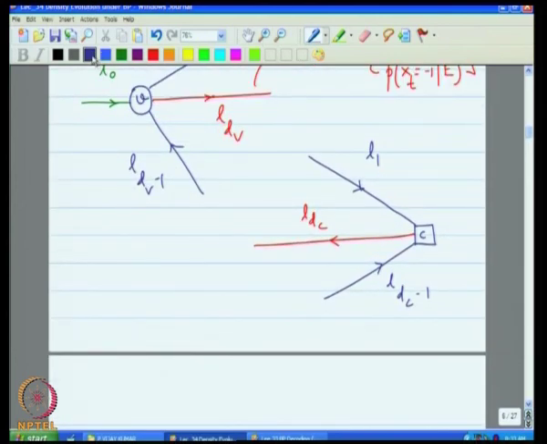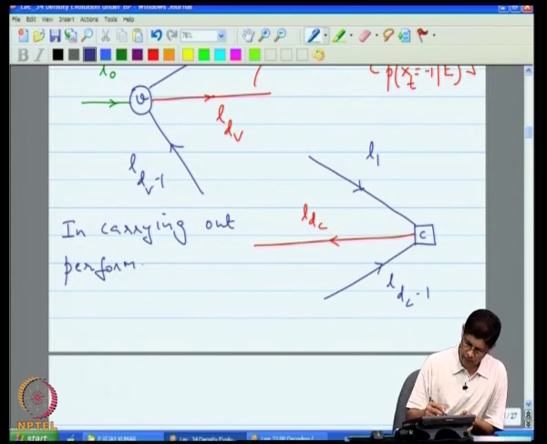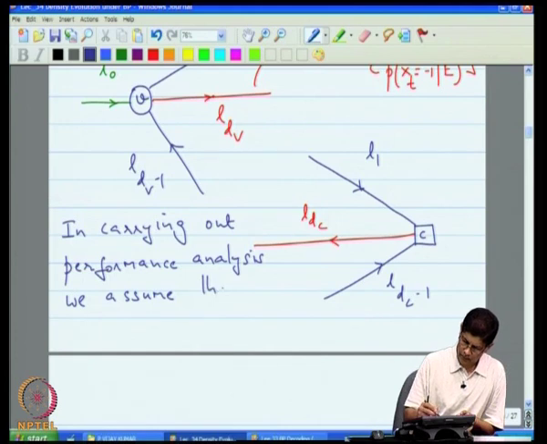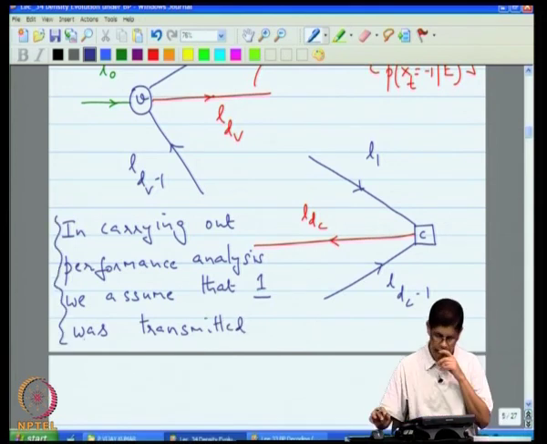So, put that down here. In carrying out performance analysis, we assume that the all-1 code word was transmitted.